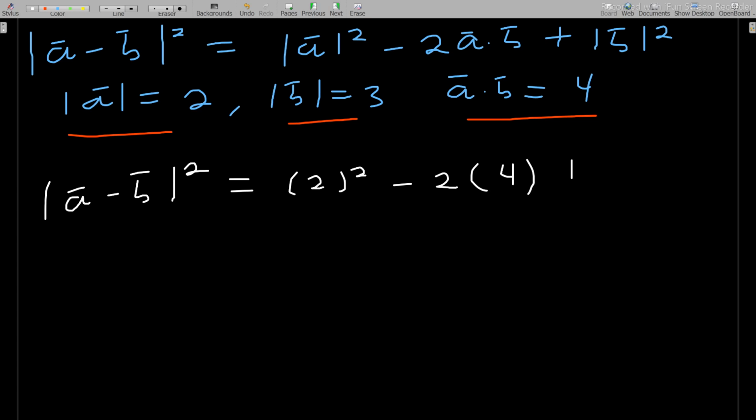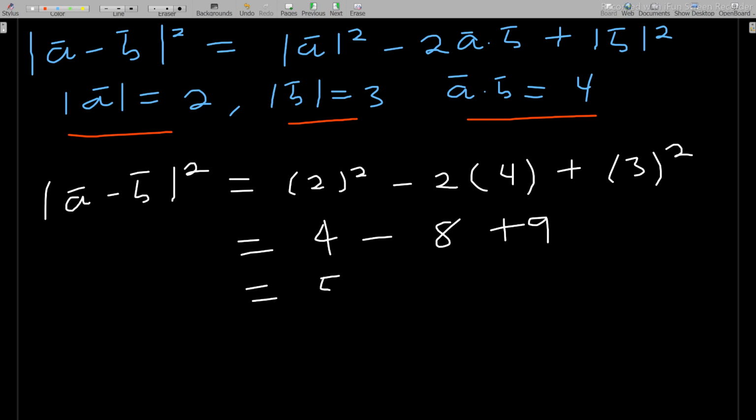So the magnitude of the whole of (a − b) squared is 5. If I'm to find the magnitude of a − b, then I take the square root of both sides, meaning the square root of 5. So the magnitude of a − b, having the magnitude of a, the magnitude of b, and a dot b as given, is the square root of 5. Okay, now let's move on to the next question.